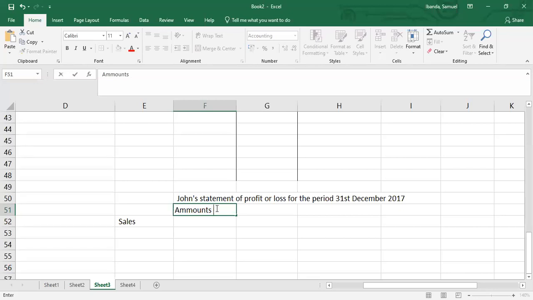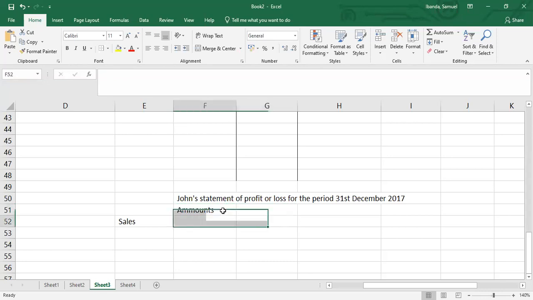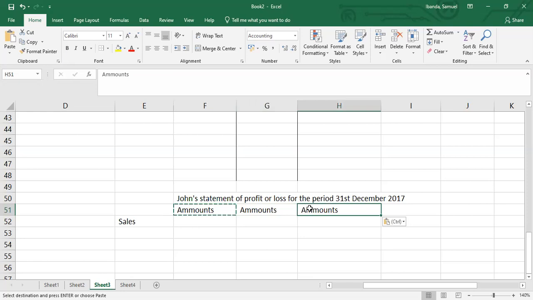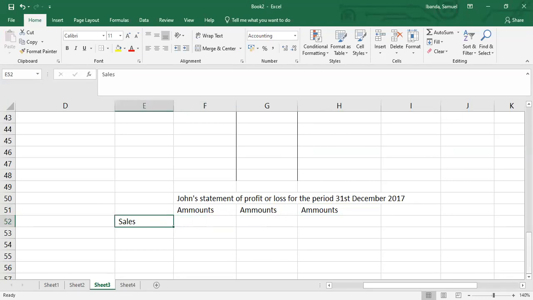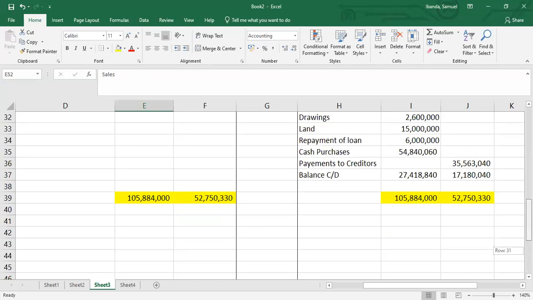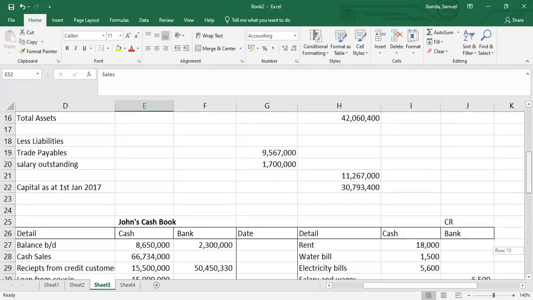I'll just create amounts. Should I work in thousands? Let me just work in the normal sense. This is Excel for me. But where you are seeing that your figures are in thousands or millions, you can put a degree of precision in thousands, okay? Now, since I have the space. So sales, mine is to ask myself, do I have the sales figure? Of course I have the sales figure.